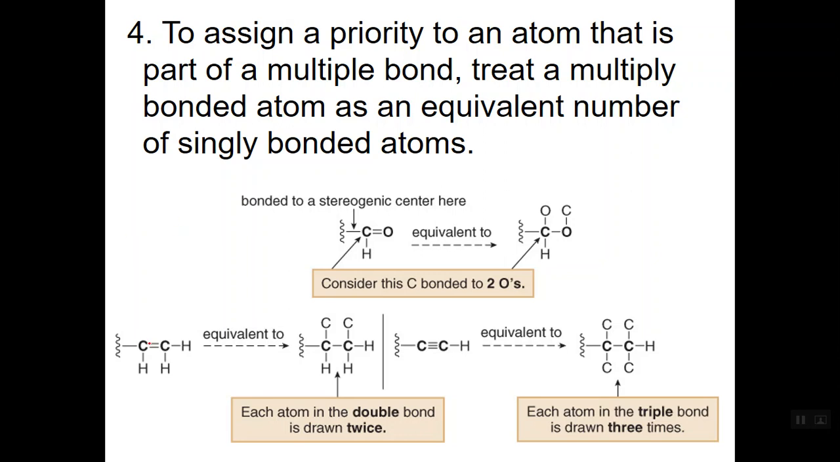Just in your head, if you see a double bond to a carbon, it's like this carbon here was bonded to 2 carbons, and this carbon is bonded to 2 carbons. We're not doing any reactions. We're not doing anything real with it. It's just a rule to help us figure out relative priority. And so, for instance, with a carbonyl, you have the carbon doubly bonded to the oxygen. That's like this carbon is actually bonded to 2 oxygens.